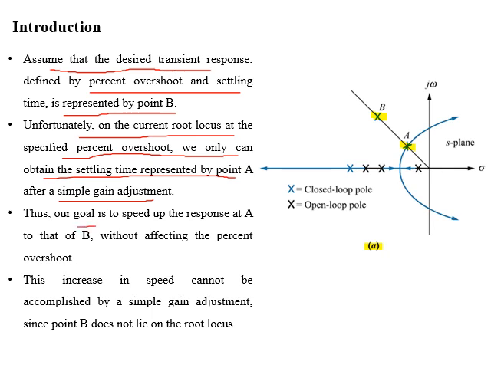So our goal is to speed up the response, for which our closed loop system poles are required to be at location B instead of A, at which the desired percent overshoot and settling time will be achieved. Now we know that point B is not part of the root locus, so the increase in speed cannot be accomplished by simple gain adjustment.